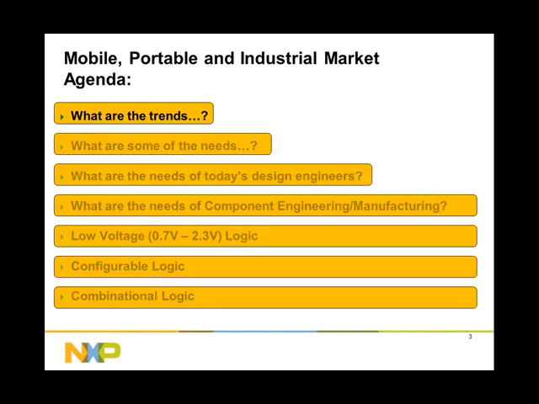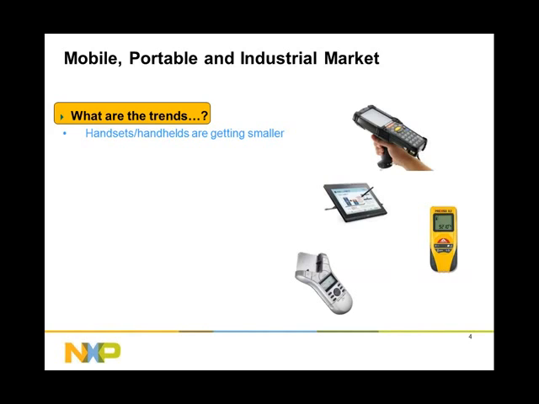Okay, so first, what are the needs? So the needs and the trends in the market today: the handsets are getting smaller and smaller. They're also being used on the shop floor, which means they have to be durable and be able to withstand the harsh environment. More functionality is being added. That means that the components inside the products need to be smaller and smaller.